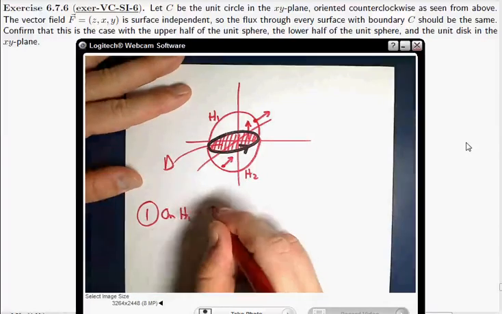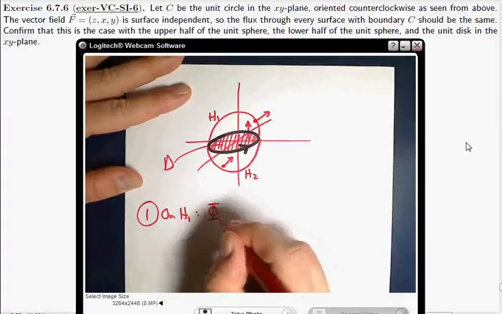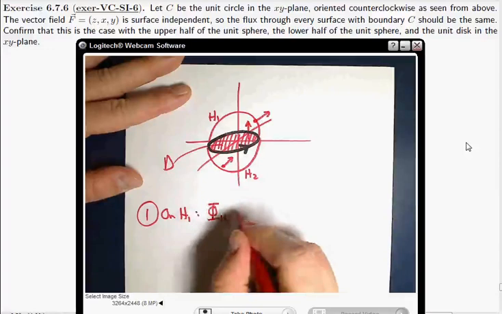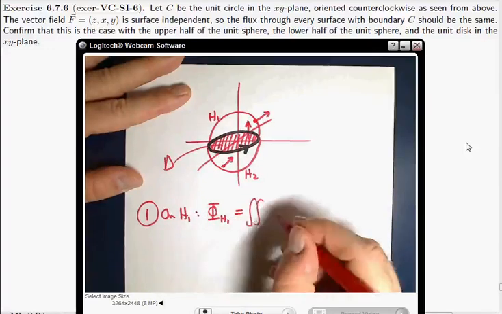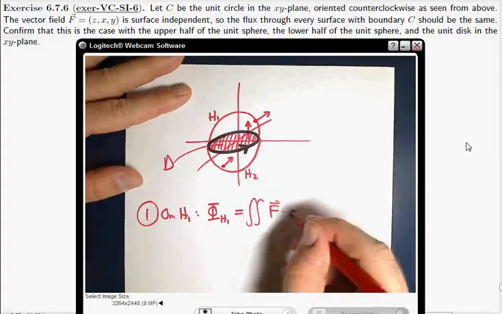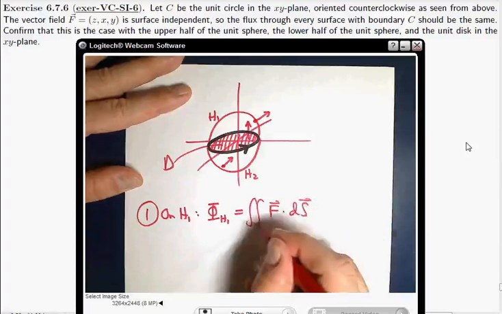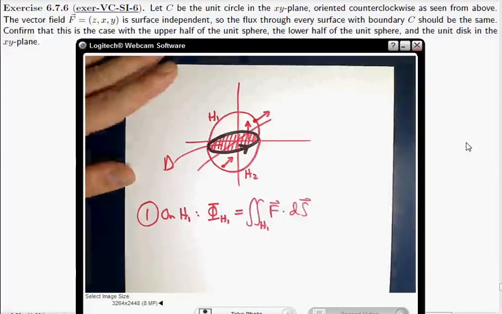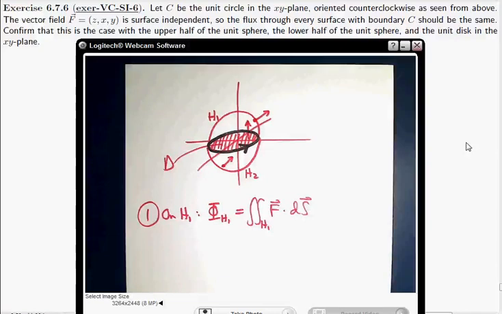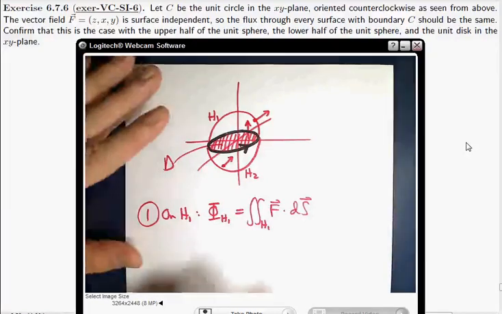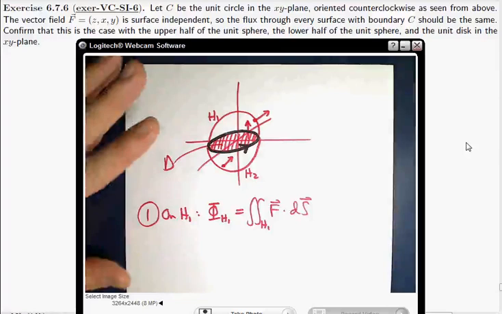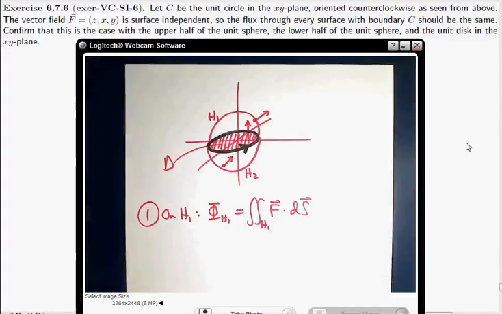So the flux of this vector field through the surface H1 is, well, the integral of F dot dS through H1. And how do you calculate this? Well, you parameterize H1 and then you play the game. So let's parameterize H1. I'll do the first one and I'll let you guys do the rest of them. Okay. So how do you parameterize H1?